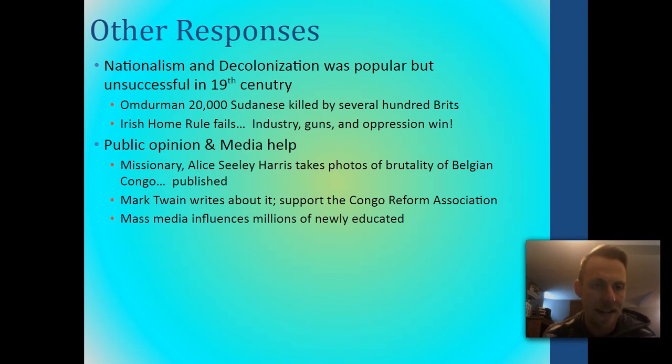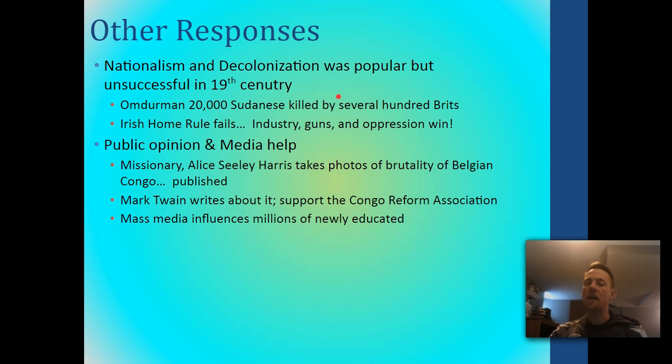So my example of India from before, in 1947, 2 years after the conclusion of World War II, India finally gains its independence. All right, and so we notice across Africa, in places like the Sudan, the Omdurman revolts, and we have 20,000 Sudanese killed in the span of just a couple hours by a couple hundred Brits. Again, it's the superior firepower.